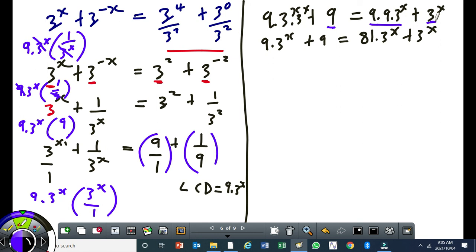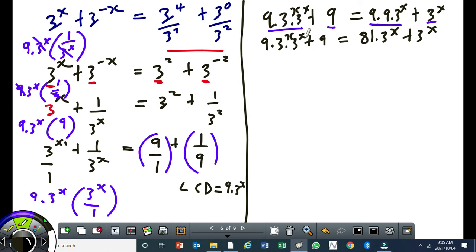Right, are you following that? So we end up having this, which, as I said the first time, I made a mistake of not putting the 3 to the power of x. So I'm correcting myself. Are you following now?